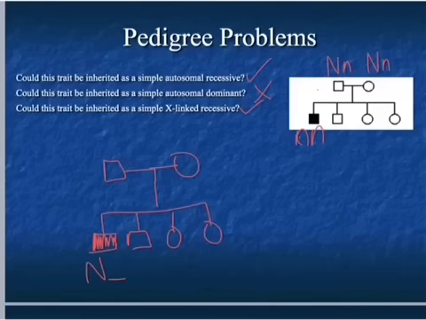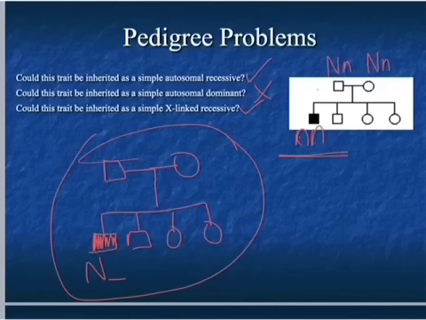I was able to find a way to work this out so that the trait could be inherited as a simple autosomal recessive disease. If this individual was autosomal recessive, little n, it would make sense that the parents could both be heterozygous for the trait, pass it on to one of their children, but not the other three. For autosomal dominant, I worked that out over here, if the individual has to have a dominant trait to have the disorder, they have to be at least one large N. There's no way that neither of their parents could be affected because at least one of their parents would have to have that big N and then be shaded in.